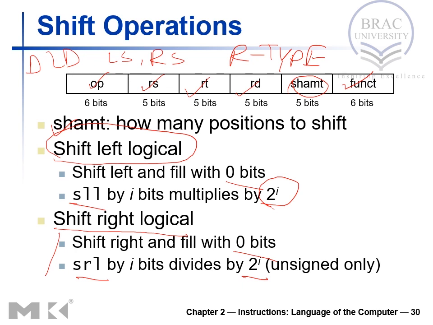Now, why is this called logical? Because when we are performing the shift operation, the arithmetic properties may not be preserved. That means a negative value might become a positive value. So that's why it's called a logical shift operation. There are options for preserving the arithmetic properties of the number, but we'll discuss it later.